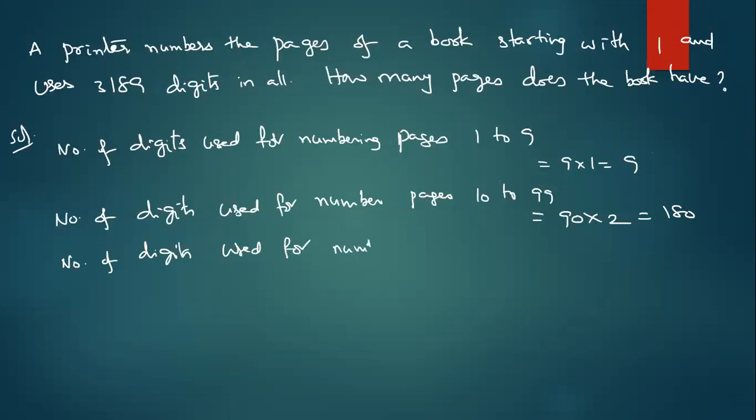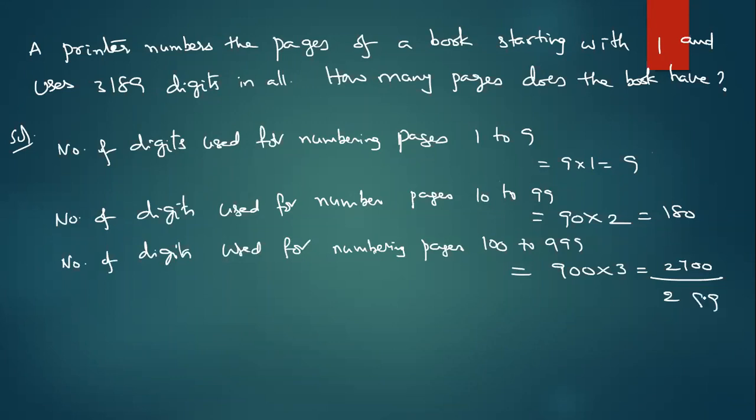Number of digits used for numbering pages. What next? Starting from what? 100 to 999. Very good. In this case, total how many pages? 900. Each page has 3 digits, so 2700 digits. Now add them: 9 plus 180 plus 2700 is 2889.